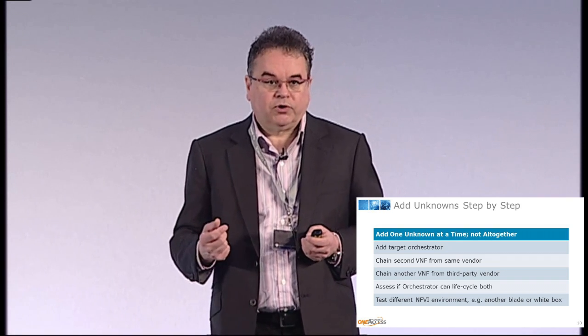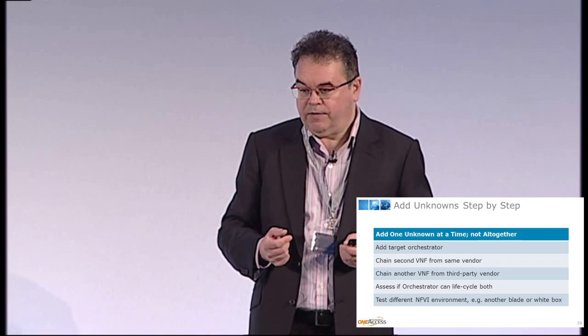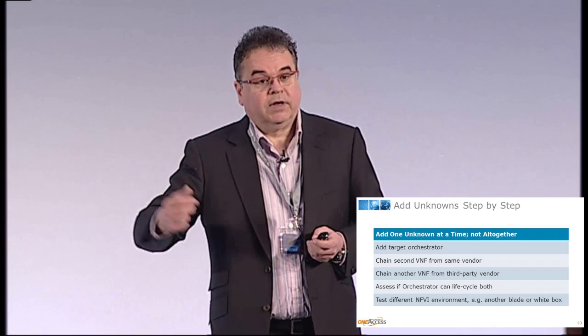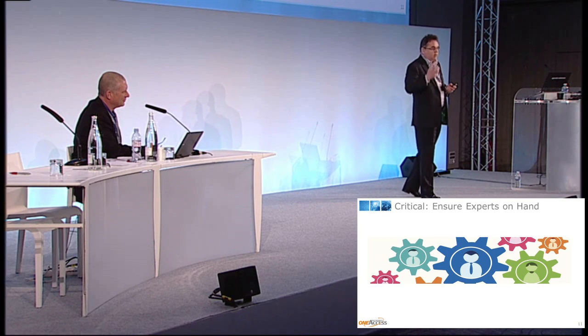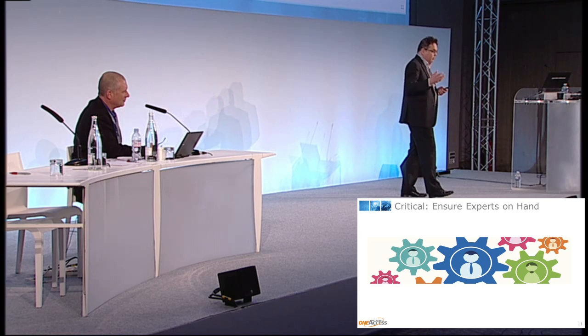So make sure that the environment becomes tested, known, and mature before you start to introduce new entities. And then assess if the orchestrator can lifecycle both network functions. And then, if you want, test a different NFV environment with those VNFs. So those are just a couple of things that you should bear in mind. But perhaps the most important thing is to make sure that the experts are on hand. The experts from the vendor, your own experts, maybe from the management entity, because there are problems, there are issues, things don't work initially.